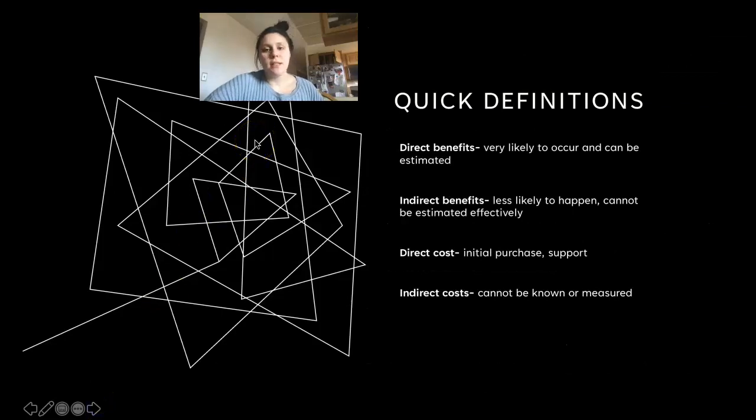Some quick definitions. Direct benefits, which are very likely to occur and can be estimated. Indirect benefits, less likely to happen and cannot be estimated effectively. Then there's the cost. Direct cost is initial purchases, any types of support, maintenance, or upgrades that would be unseen. And then indirect cost, it cannot be known or measured, and this is where a lot of the failures occur.